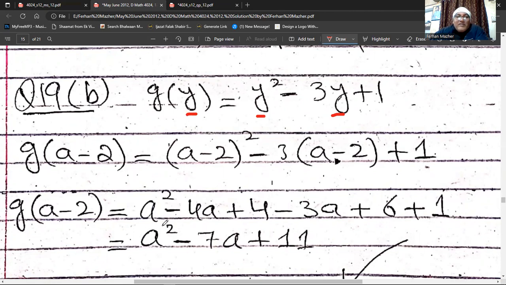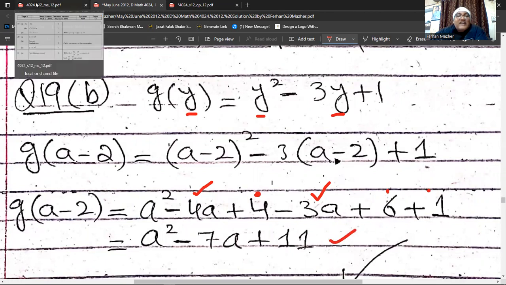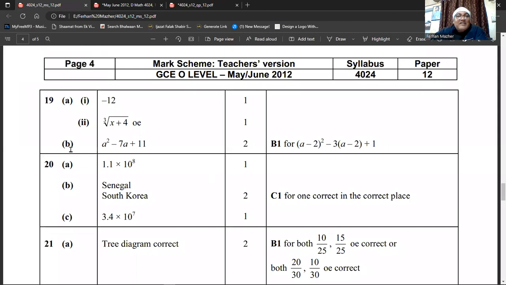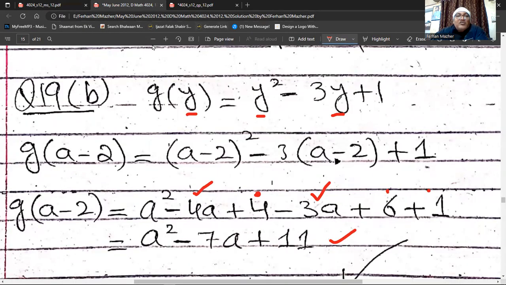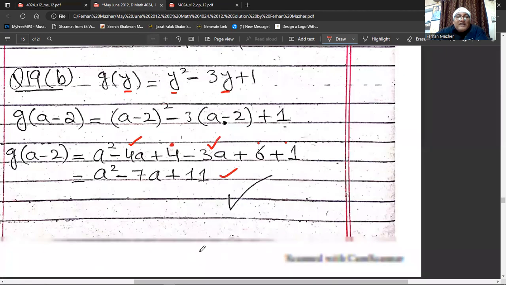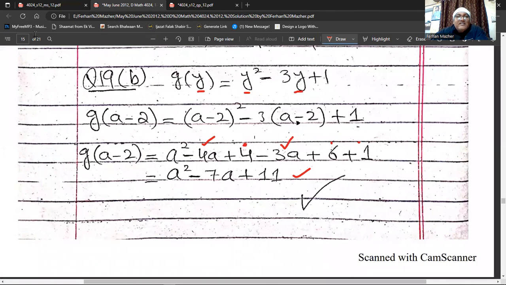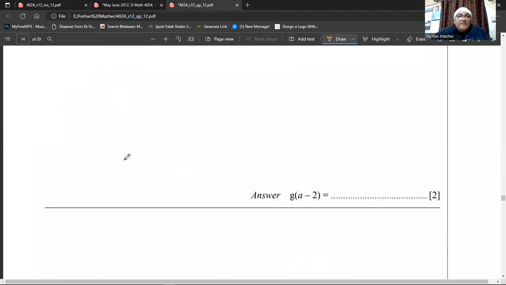So a square will remain a square. And you can see here minus 4a minus 3a, that will be minus 7a. So 4 plus 6 is 10, 10 plus 1 is 11. So this will be my answer. Let's check: a square minus 7a plus 11 is the right answer, sir. I hope that you understand this.